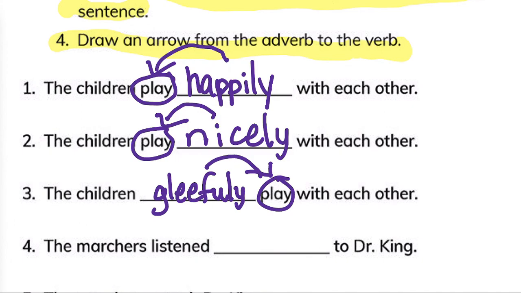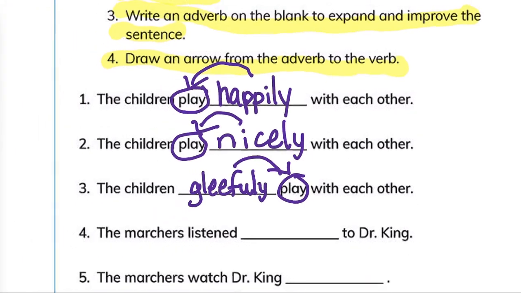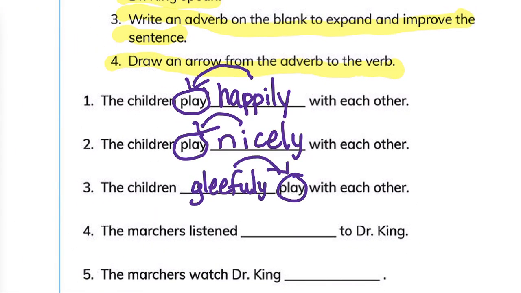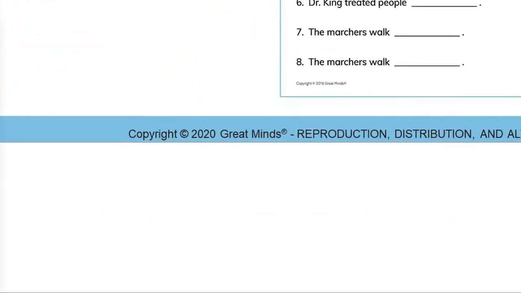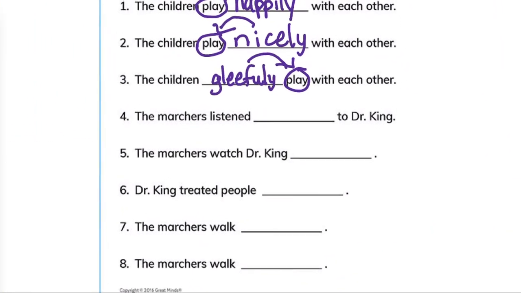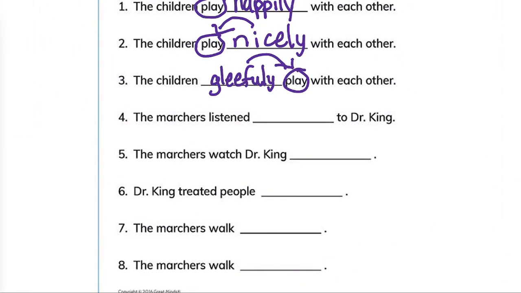Okay, we have a new sentence for number 4. The marchers listened blank to Dr. King. So we're going to look at this page. Here are the marchers, the people who marched on Washington. You can see that their eyes are very focused. So do you think they're listening very closely to Dr. King? Yes, they are. Oh, listened is our verb. Then closely would be our adverb. So we're going to draw an arrow to show closely describes listened.